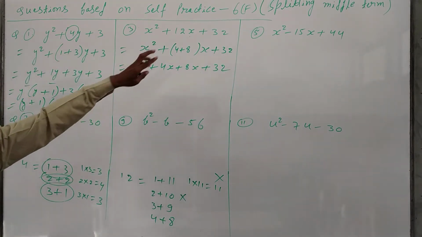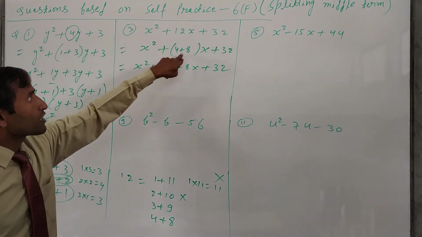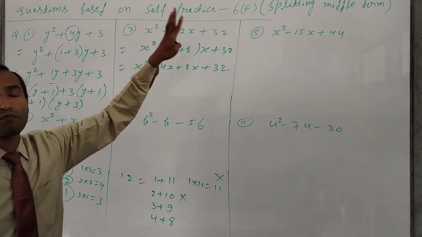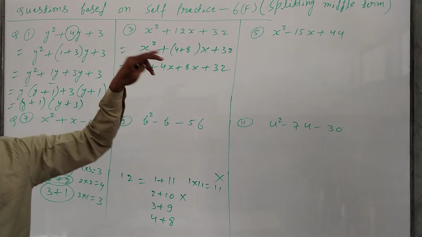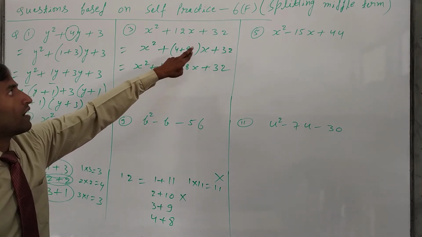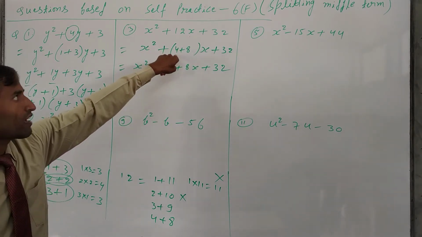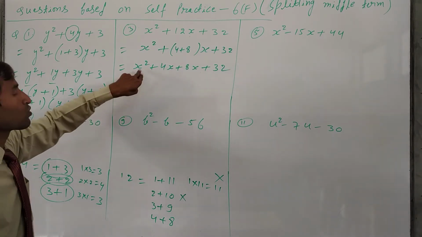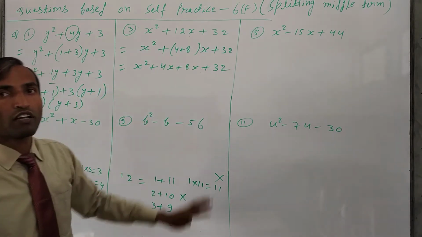Okay. So after doing the splitting, this one is called splitting the middle term. It means we have to split up the middle term into two terms. So 4 and 8, after splitting we have to multiply this variable to both terms, and then we have to take common from the first two terms and the last two terms one by one.